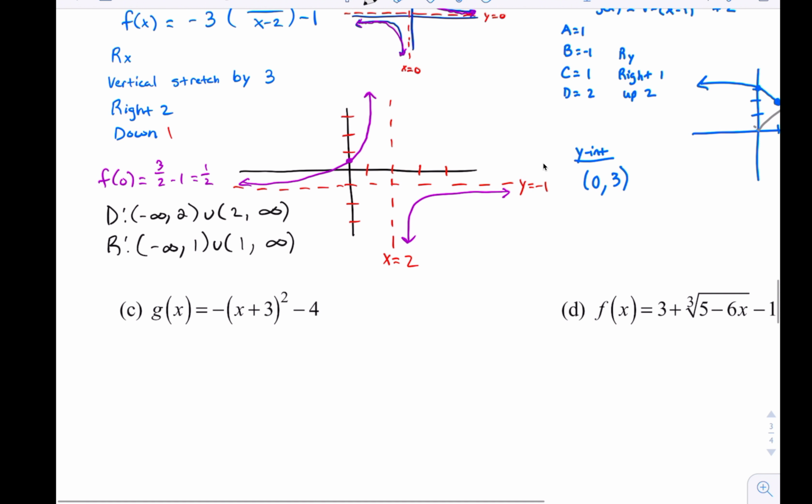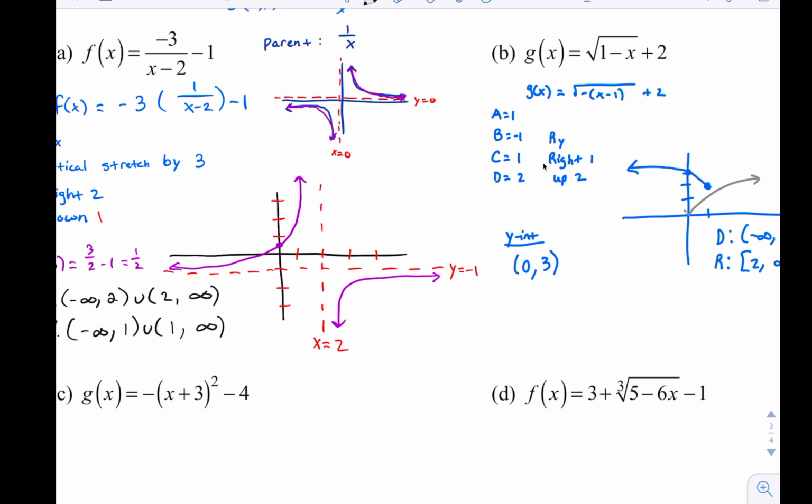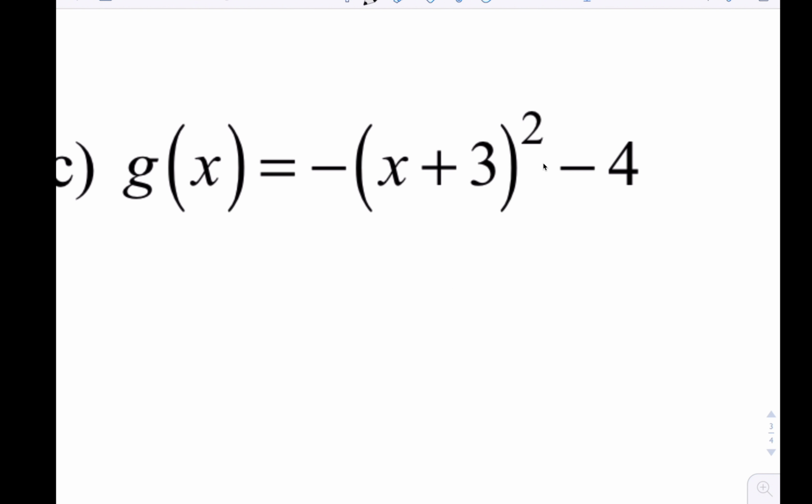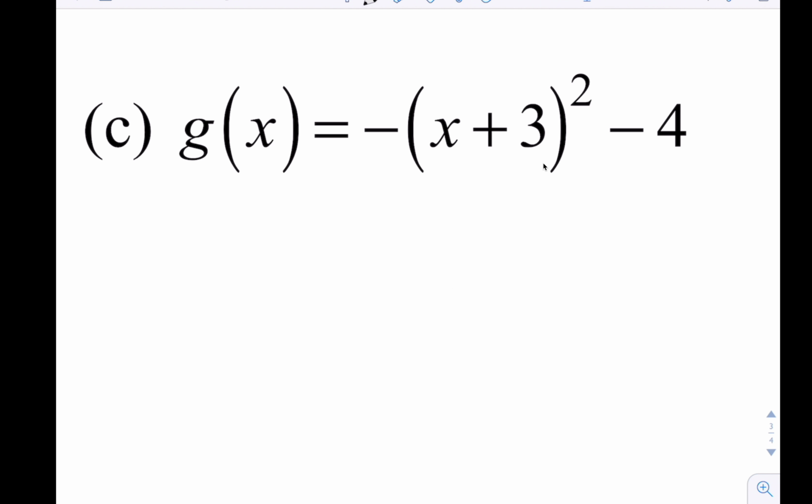Okay, so we already did letter B in class. I think you guys should pretty much get that at this point. Next one I'm going to do is letter C. So negative x plus 3 squared minus 4. All right, so this one's already in standard form for me. So I have a reflection over the x. I'm going to move it right 3 and down 4.